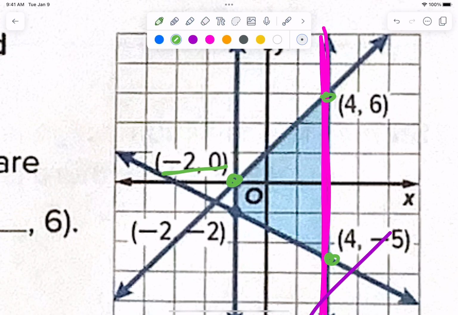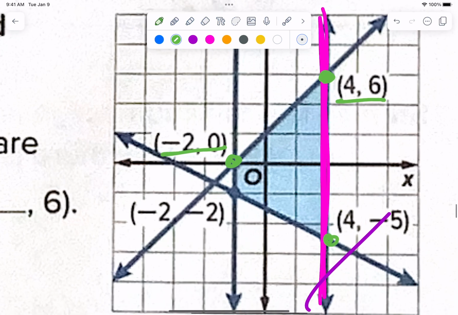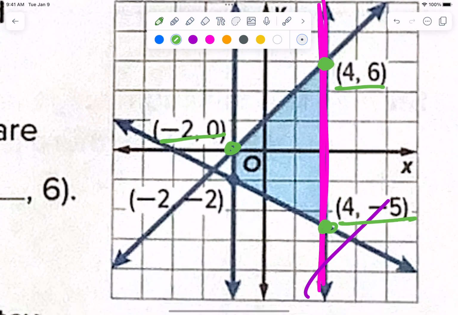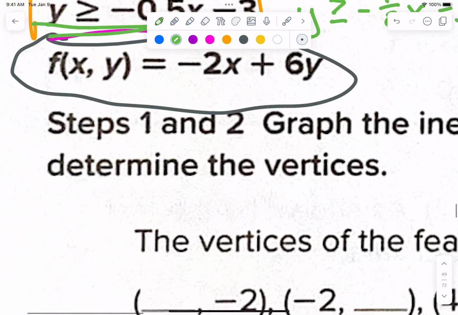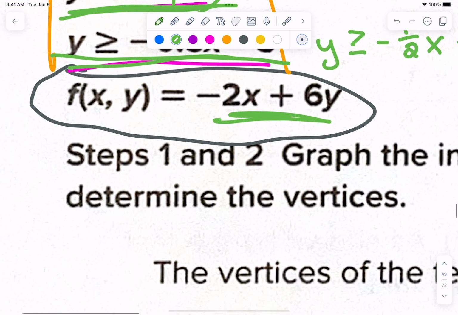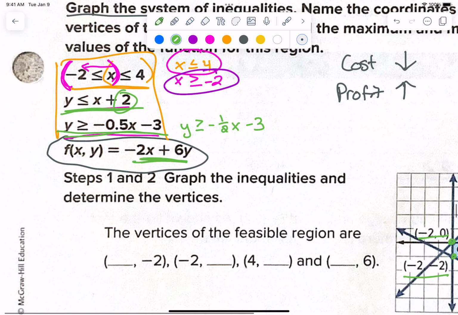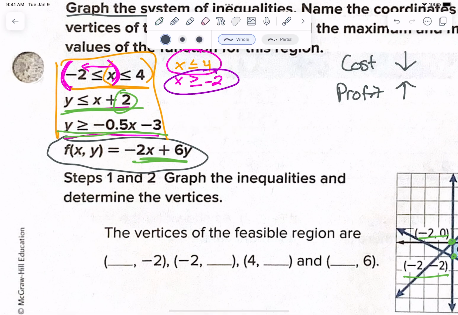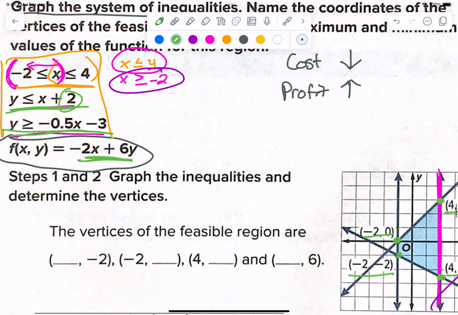This is -2, 0. This corner right here is at 4, 6. This corner right here is 4, -5. And this corner right here is at -2, -2. We take those 4 corners, and then what we do, this is my profit or cost equation that I'm looking at. I plug those numbers in for x and y to find the maximum and the minimum. Okay? Got it? I'm going to do that right here. So this is the part that they haven't done for you. Here we go.